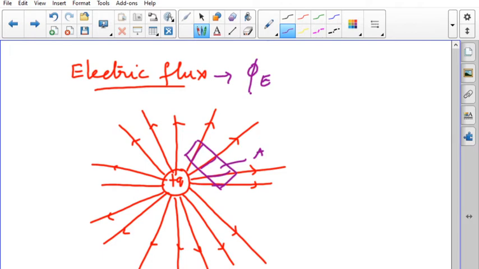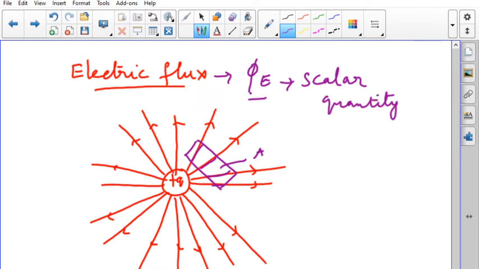As this is electric flux, we represent it as phi E, and it is a scalar quantity because it is only a number. It gives only the information of the number of lines crossing the given area, which is kept normal to the field lines. So it is a scalar quantity.